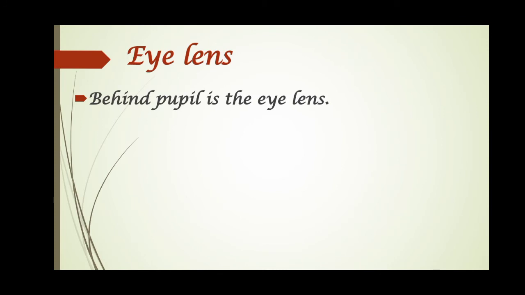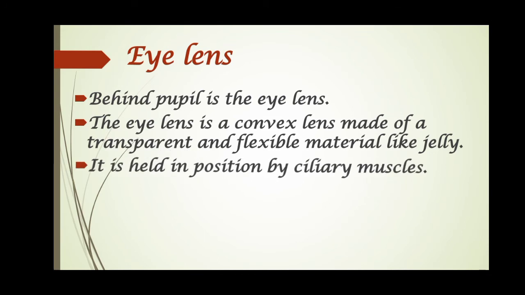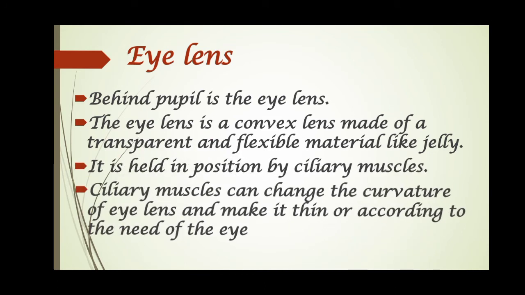Eye lens. Behind the pupil is the eye lens. The eye lens is a convex lens made of a transparent and flexible material like jelly. It is held in position by ciliary muscles. Ciliary muscles can change the curvature of the eye lens and make it thin according to the need of the eye.